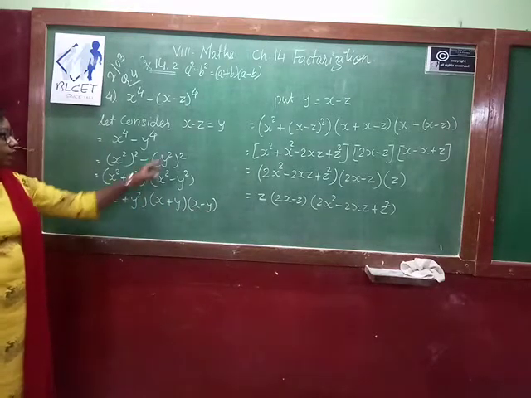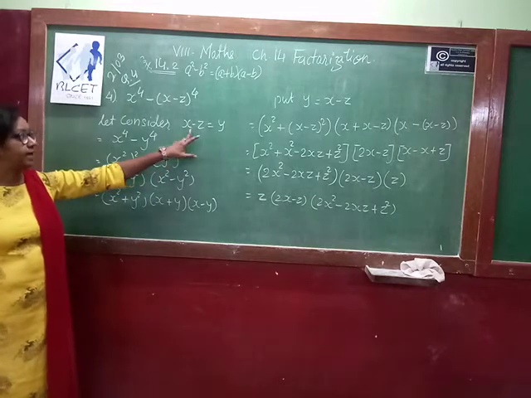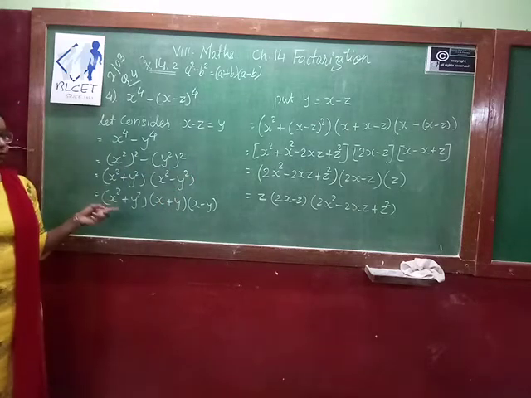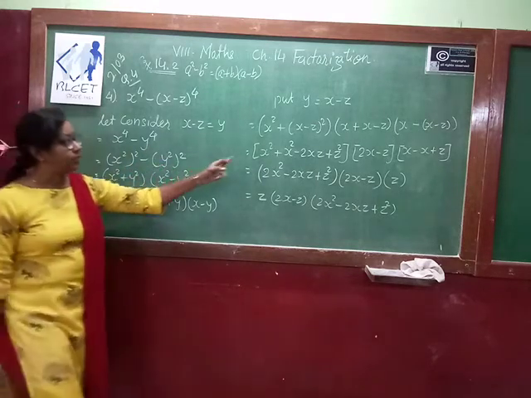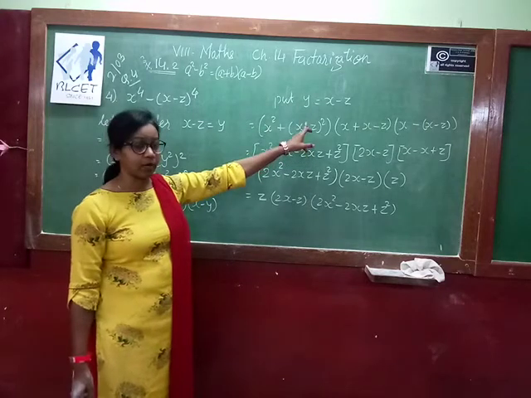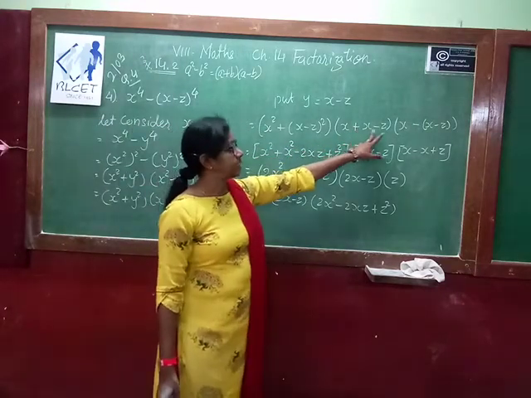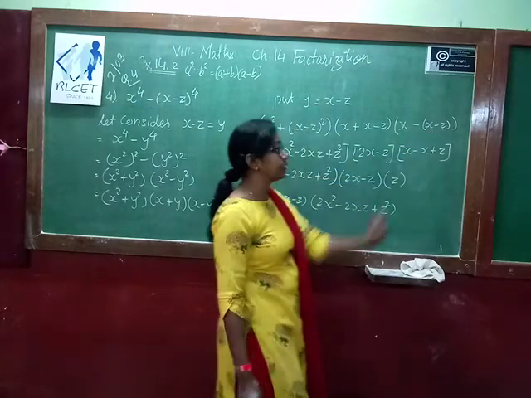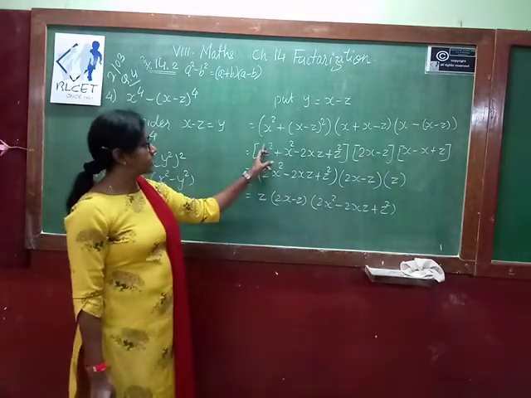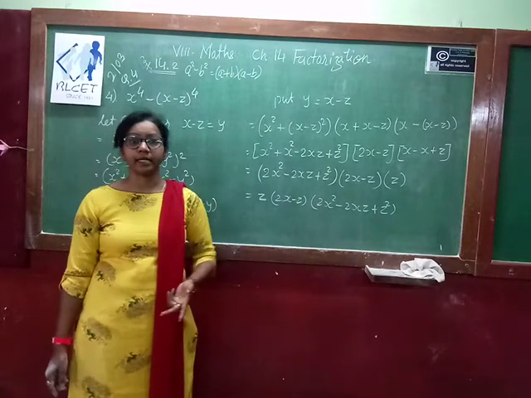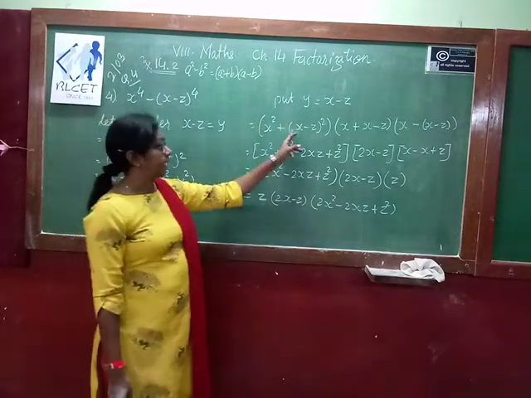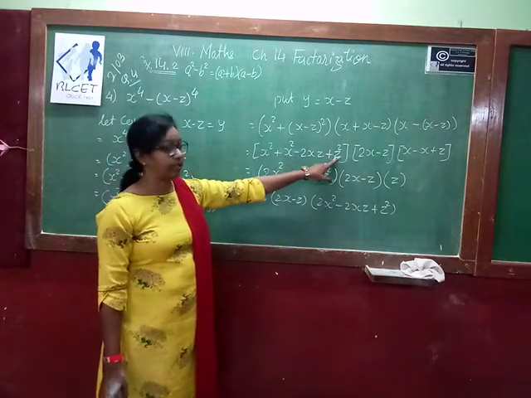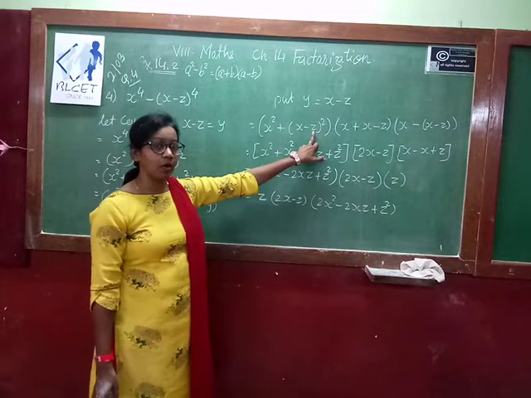Now what we have to do? We have to replace the value of y by x minus z. So wherever you have y, we have to write x minus z. So x square plus y square becomes x square plus x minus z whole square. x plus x minus z, x minus, in place of y we are writing x minus z. When we solve this, here we have to use the second identity and expand the bracket x minus z whole square. So what we can write? x square minus 2xz plus z square. This is the expansion of x minus z whole square.